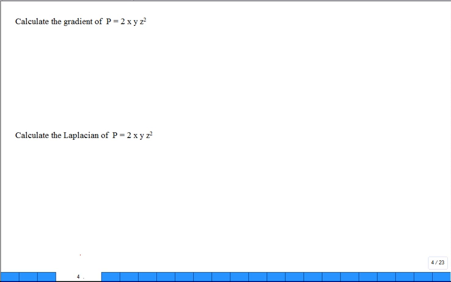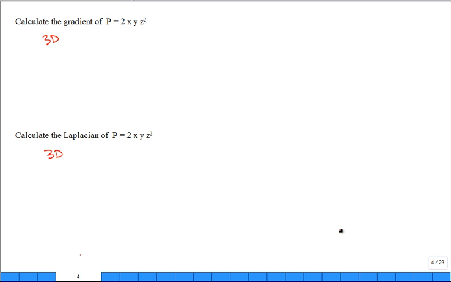So calculate now. I want you to do this. I'm going to walk around and see if you can do it. Can you calculate the gradient of that pressure field? And it's in 3D. And then can you also calculate the Laplacian of this pressure field? And yes, that's 3D as well. So I'm going to go ahead and pause and see how you do.